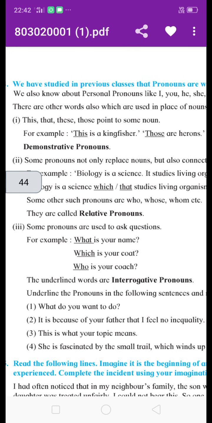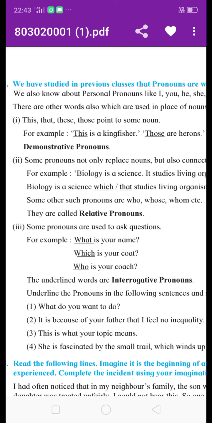Then next, some pronouns are used to ask a question. That time these pronouns are called interrogative pronouns. Interrogative means question. In the relative pronoun we also use which, whose, whom. These are all WH words, but there these words tell us the relation, and here we are using a WH word for asking a question.